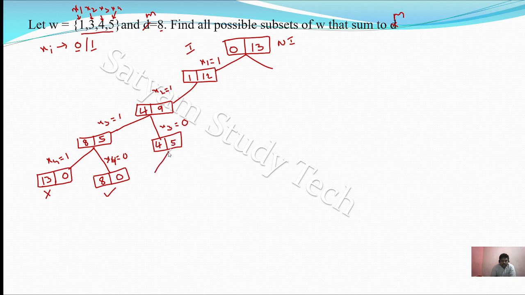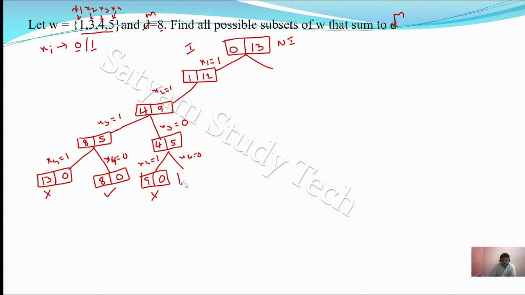Here it is, x4 is included, x4 is not included. If x4 is included, that is 5 plus 4, 9. Here 5 minus 5, that is 0. So here 9 less than or equal to 8, the condition fails, so it is not a solution.